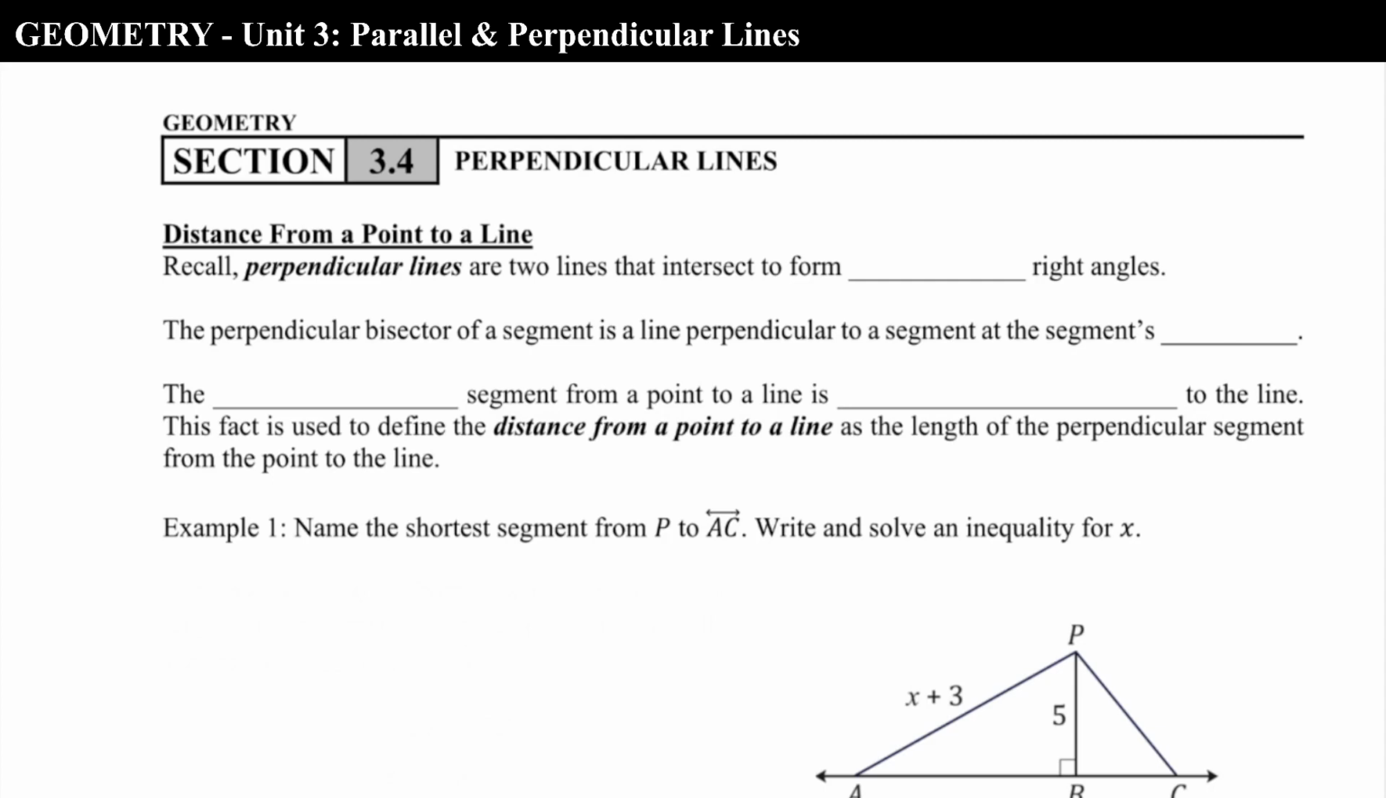So first of all, let's talk a little bit about the distance from a point to a line. Remember, perpendicular lines are two lines that intersect to form four right angles. The perpendicular bisector of a segment is a line perpendicular to a segment at the segment's midpoint.